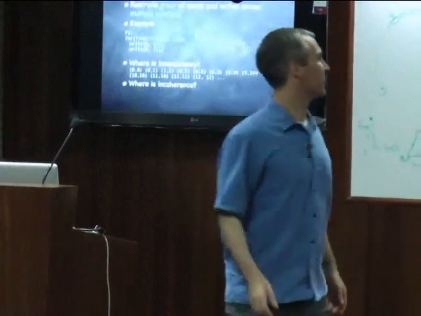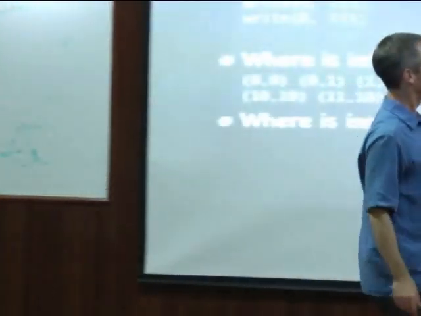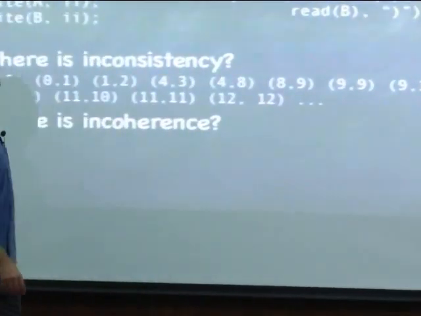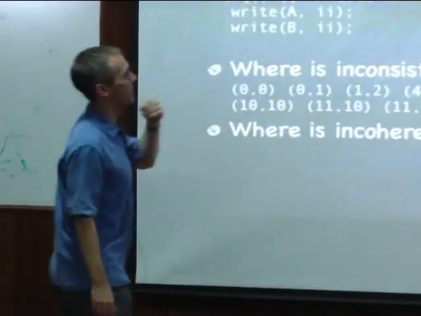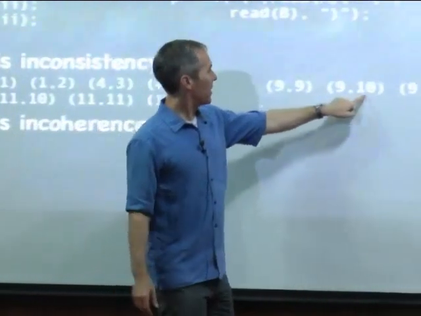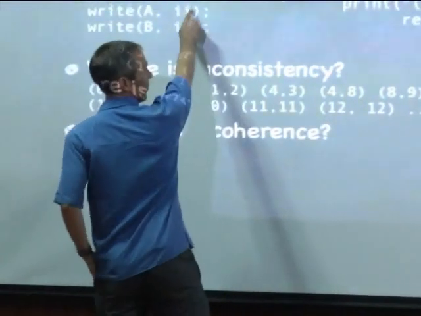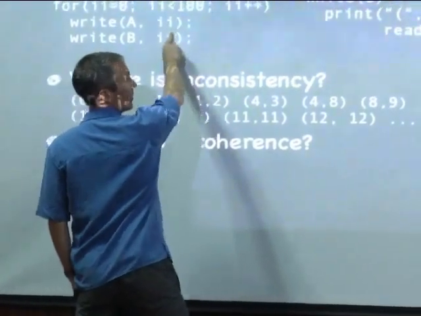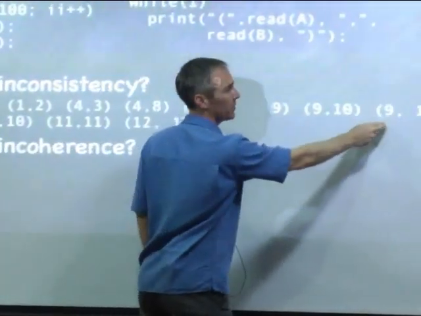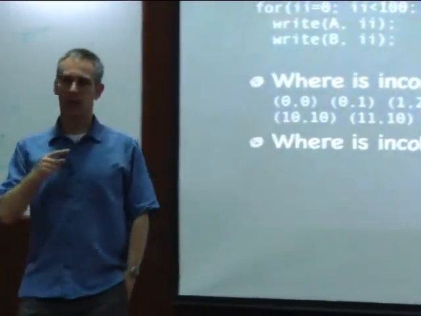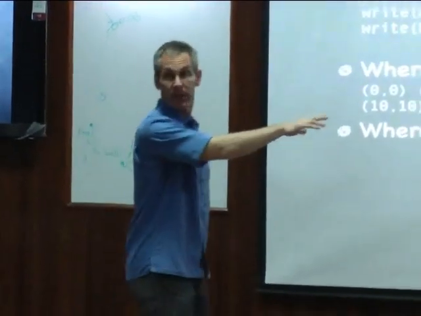Yeah, the second 9, 10 was wrong. All right, this can't happen. This is inconsistent. Because once I've seen B equals 10, that means that A also must equal 10, at least. And so my next read of A needs to see at least 10. Now, so there's the inconsistency. It's subtle.